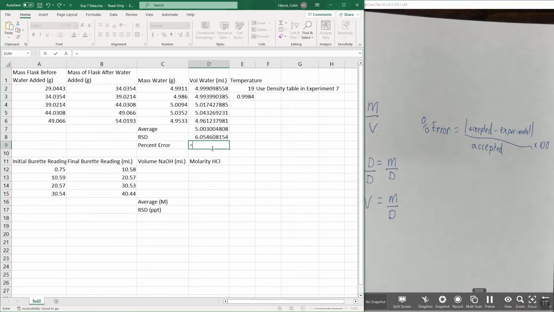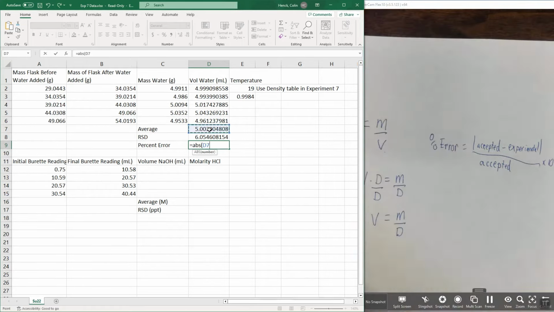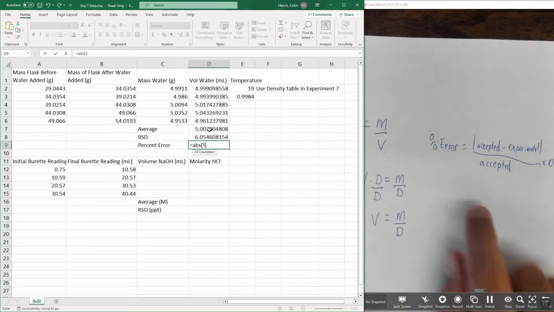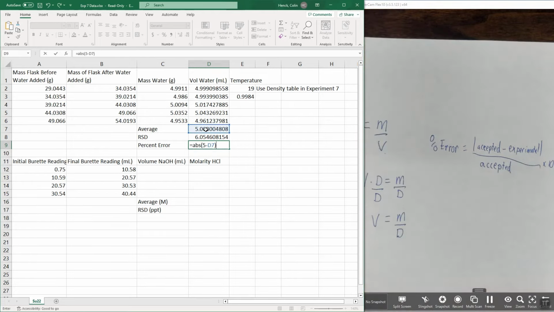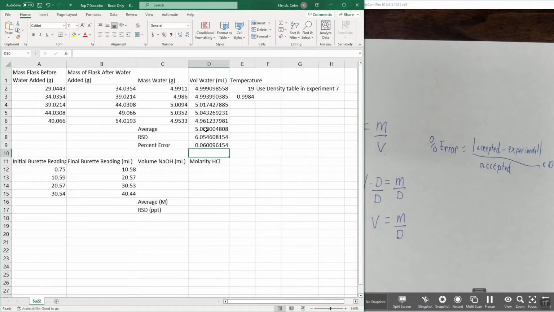To do absolute value, again, we type equals to get Excel to do math. Absolute value is ABS. We're going to take the average minus 5, or 5 minus the average. It doesn't matter if you prefer to do it like I did it here: 5 minus the average. Because it's an absolute value, it makes no difference. Divided by the accepted value, 5, and then because it's a percentage, we multiply by 100.